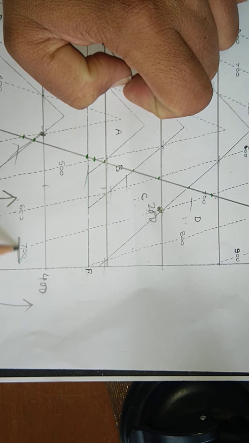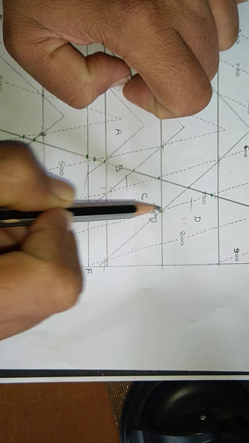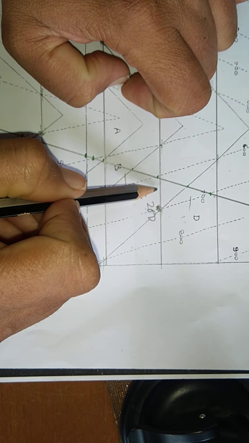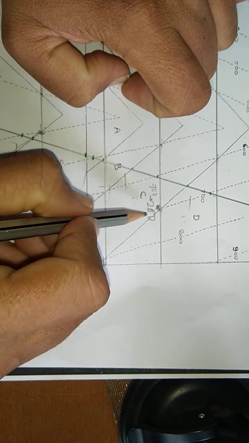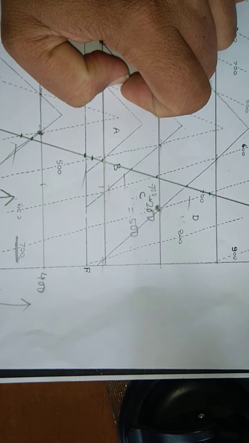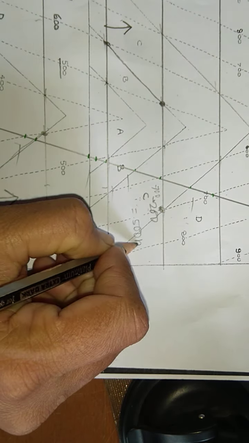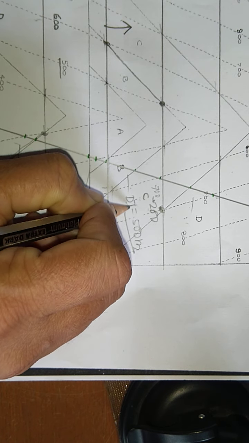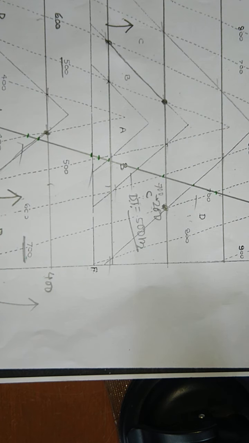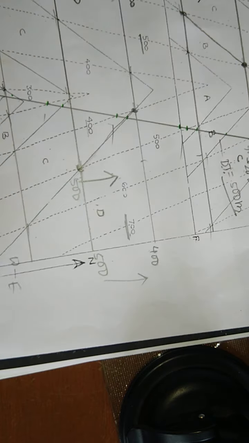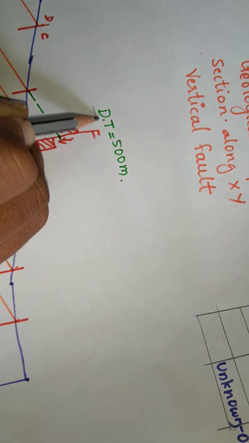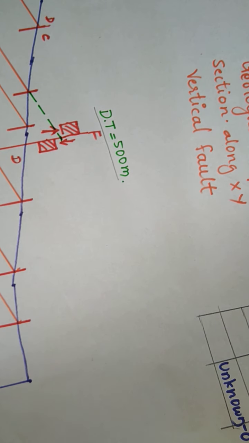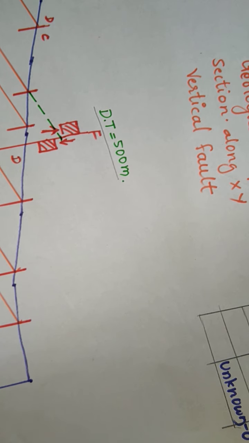It is the 700 contour that is intersecting. So here 700 minus 200, that is nothing but 500. So this is the down throw, called DT, that is nothing but the distance by how much the beds have moved, that is called the displacement. So here the displacement or the down throw amount is 500 meters.